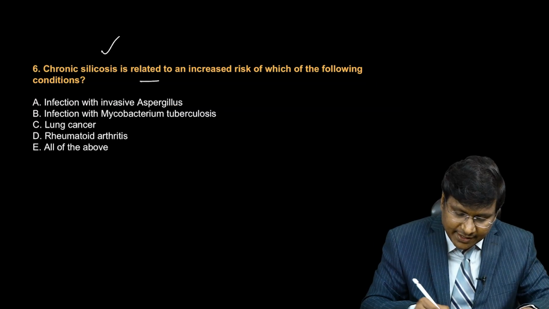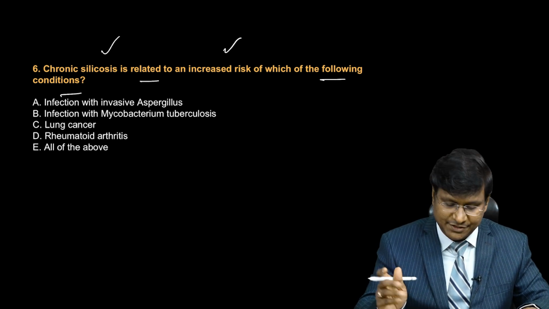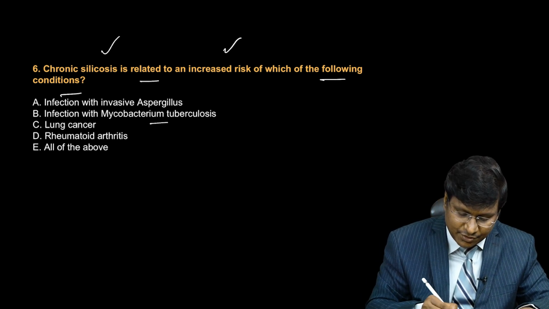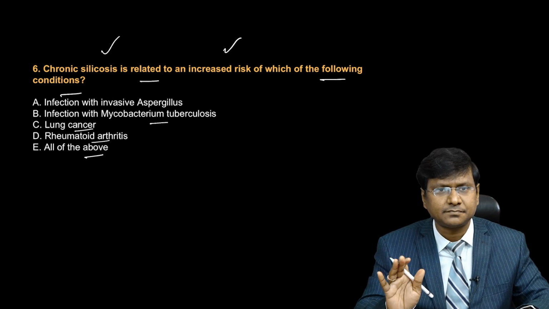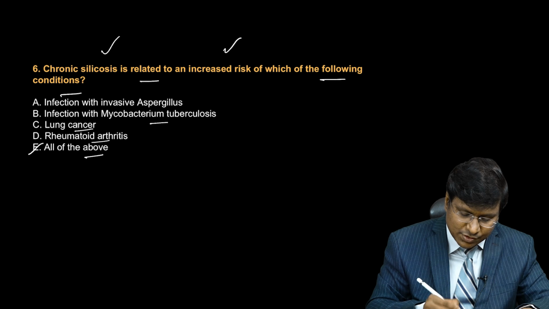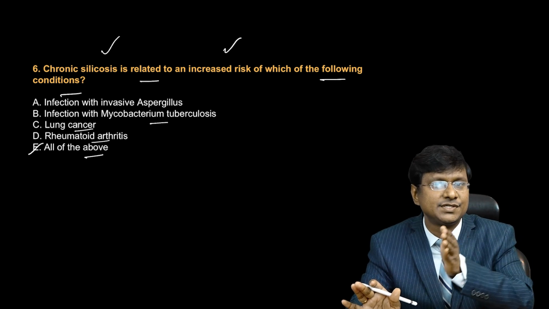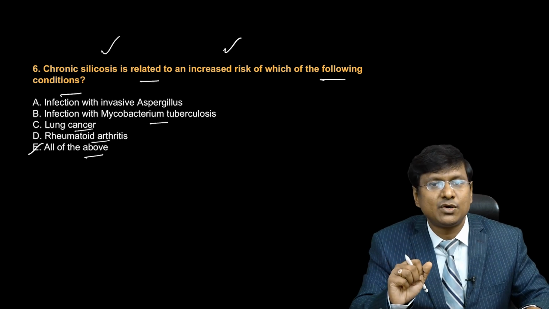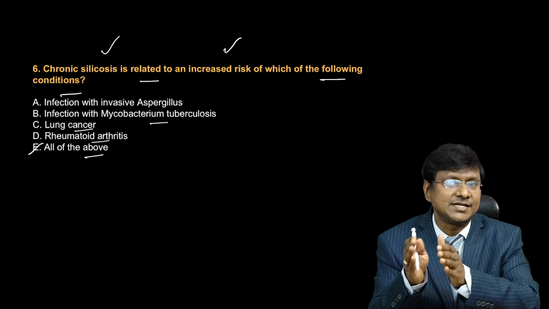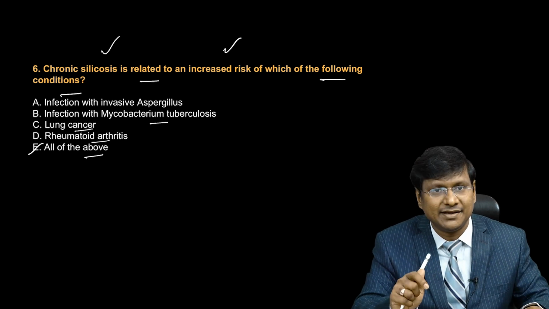Chronic silicosis is related to an increased risk of which of the following conditions? Infection with invasive aspergillosis, infection with Mycobacterium tuberculosis, lung cancer, rheumatoid arthritis, and all of the above. So silicosis is associated with all of these. What exactly is silicosis? Silicosis results from the inhalation of free silica, which is nothing but crystalline quartz. And this silicosis is associated with mining, stone cutting, foundry work, as well as quarrying.